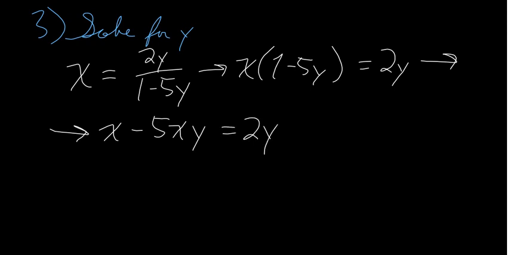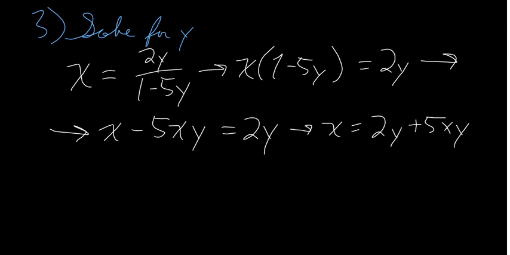Well, now we have the y's on either side. So how do we isolate the y's? Well, we have to do some algebra. What we're going to do here is add 5xy to both sides. So we're going to have x is equal to 2y plus 5xy.